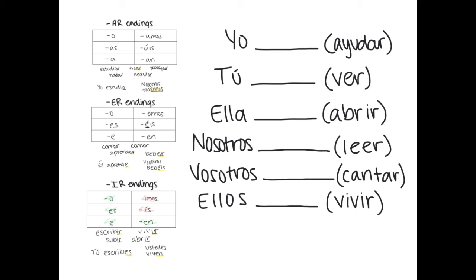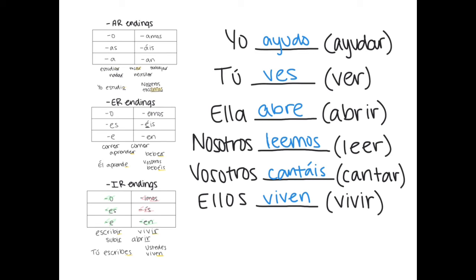Alright, so now you guys get the chance to conjugate your own verbs now and get some practice in. So I want you to conjugate ayudar in the yo form, ver in the tú form, abrir in the ella form, leer in the nosotros form, cantar in the vosotros form, and vivir in the ellos form. So now I'll wait here for a second and you guys can pause the video, write that down on a piece of paper, and then when you play the video again, I'll have the answers up for you guys so that you can check.